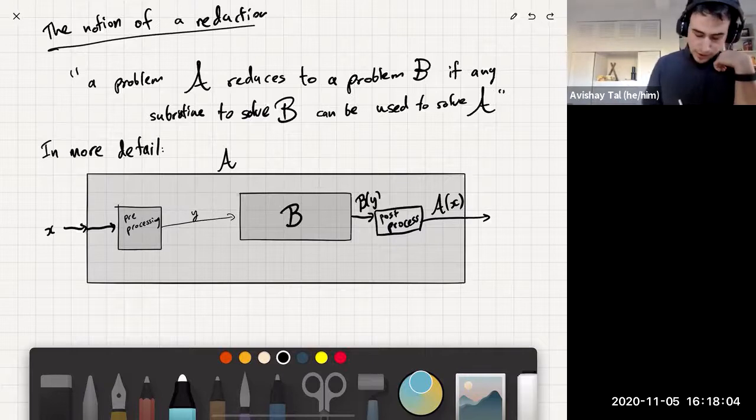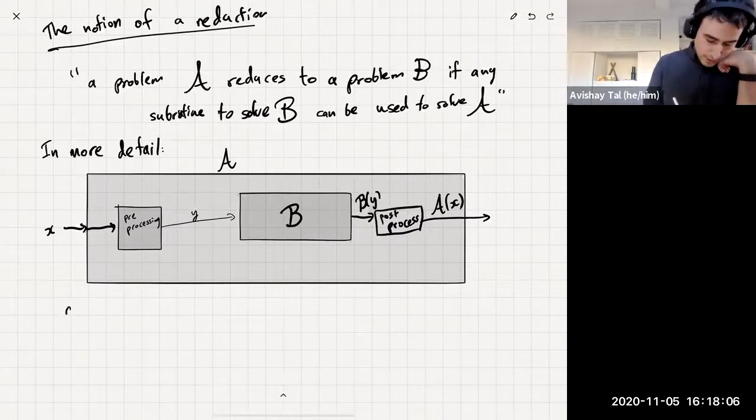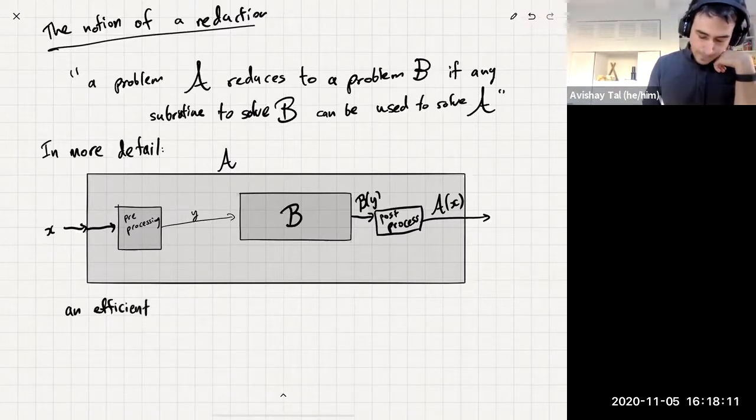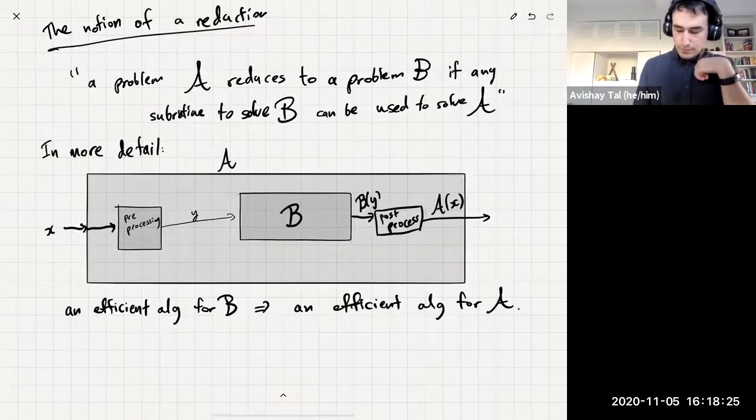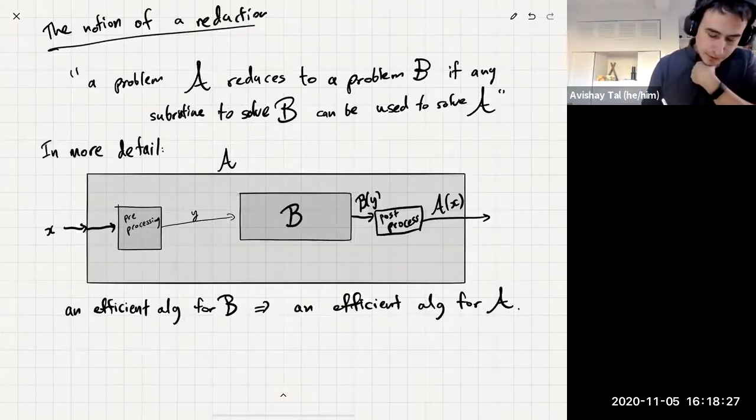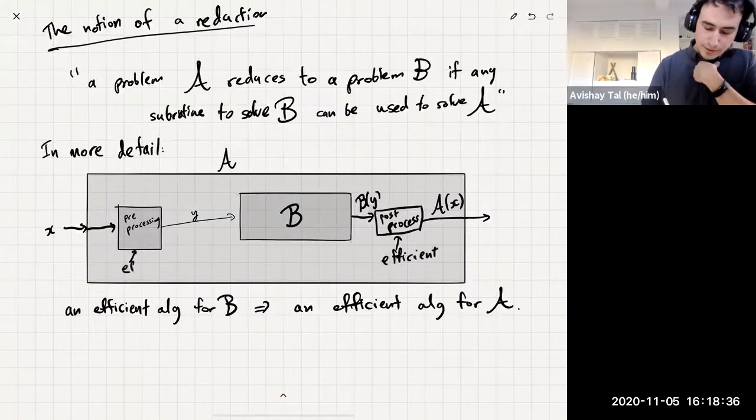So this shows us that an efficient algorithm for B implies an efficient algorithm for A. And here it's important to say that these pre-processing and post-processing are efficient procedures, right? So both of them are efficient.